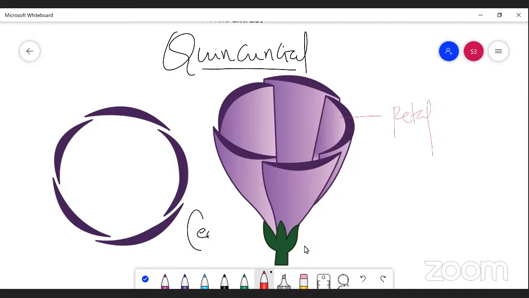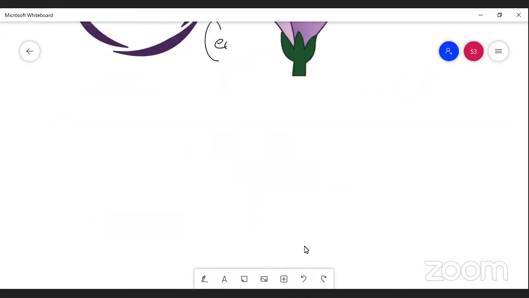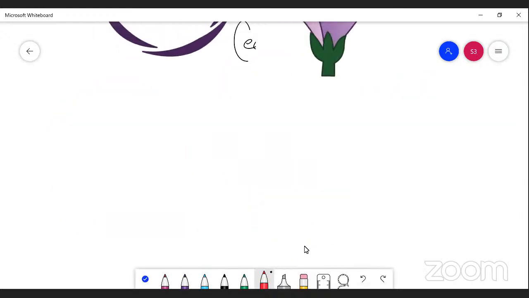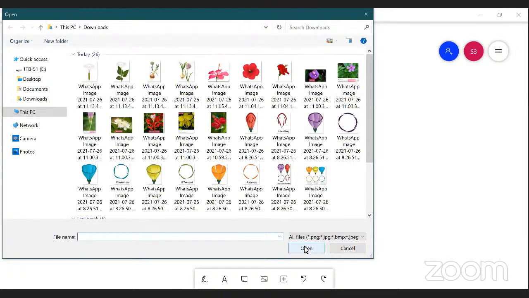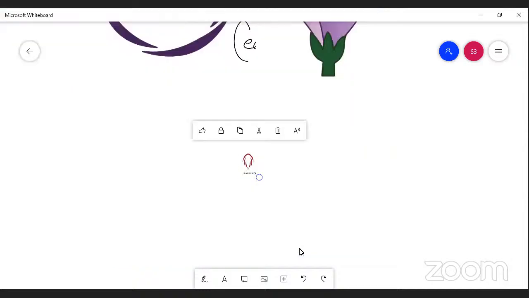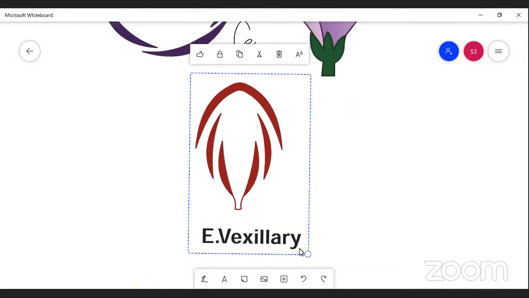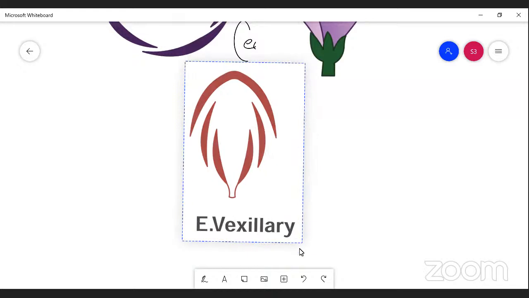Of all the petals, 2 petals are totally interior, 1 is totally out, and the remaining 2 petals are partly in and partly out, right? That is the nature of the quincuncial type. Next we pass on to the last type, that is the vexillary type, in which 1 petal is totally outer or exterior in condition.